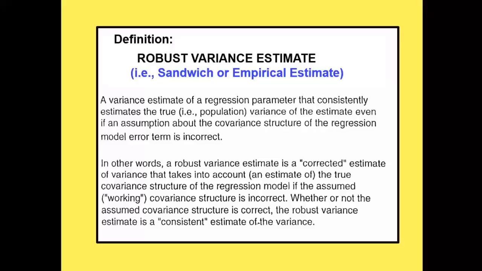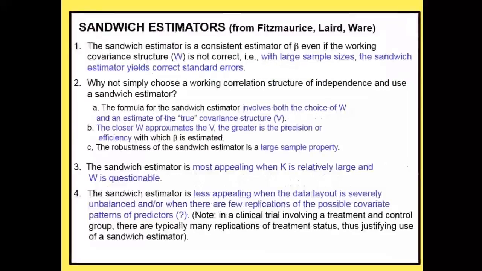In other words, a robust variance estimate is a corrected estimate of variance that takes into account the true correlation structure, which you don't really know, because if you knew it, you would just use that. What you're saying is, I'm guessing at it, so the issue is, how does it ever know? If you knew the true one, you'd just use the true one. So it's somehow correcting. How is it correcting? Well, in order to talk about that, we need to look at a couple of formulas. But before that, let's say a couple of other things.